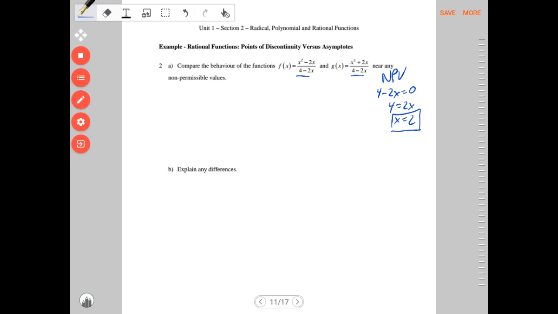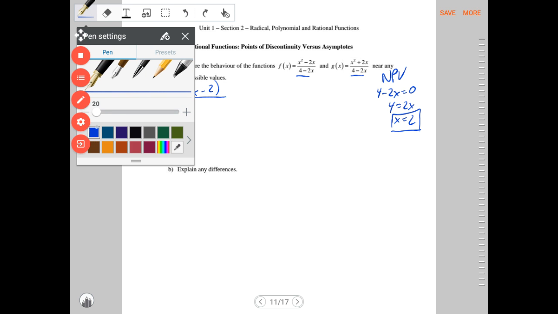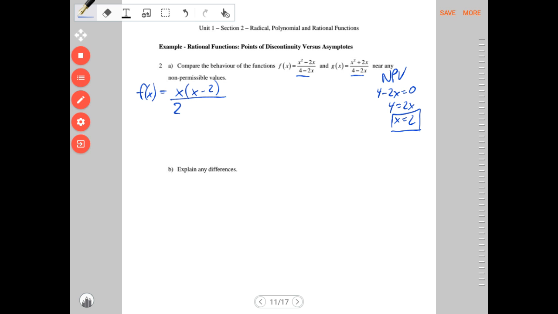Some kind of a non-permissible value. So it might be a hole, it might be an asymptote. We have to wait and see. So we're going to do f of x first. We factor the top. There's a common factor of x, so then we go x minus 2. On the bottom, there's also a common factor of 2, and then of course that works out to 2 minus x.